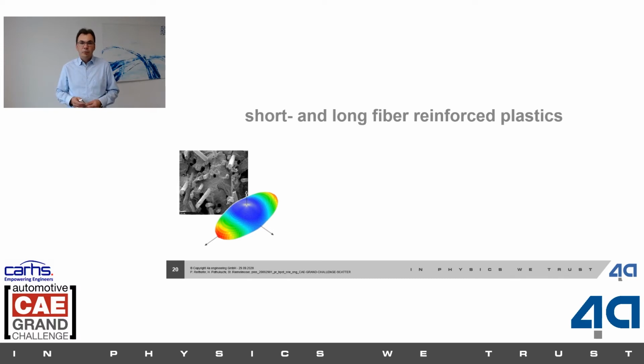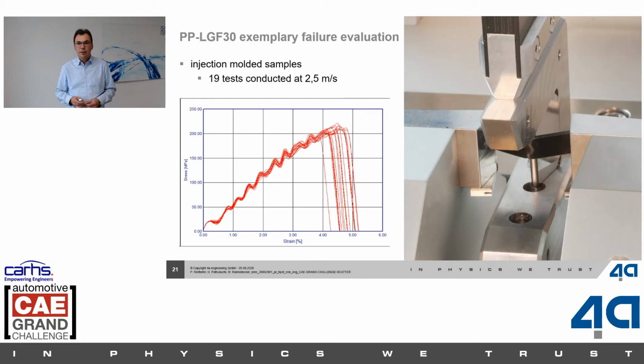Now I want to go to the next material, the domain of short and long fiber reinforced materials. As you know, we have anisotropic material behavior, and in this example we have injection molded samples, so highly oriented. Without cutting them out, these are injection molded, and we have roughly 20 tests, all tested under the same condition at 2.5 meters per second. And as you see, there is quite a good overlay in this stress-strain curve. The deviation is in the failure, which is typical and where we want to do more research.